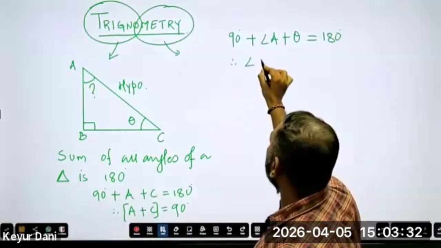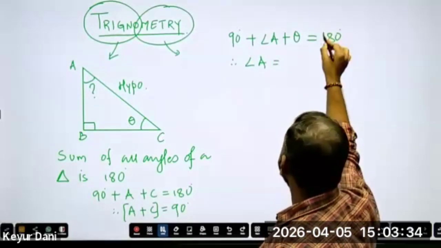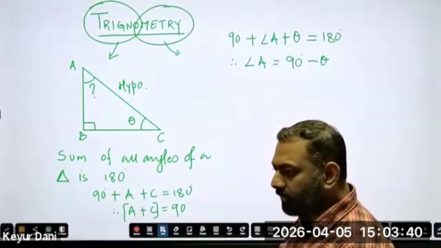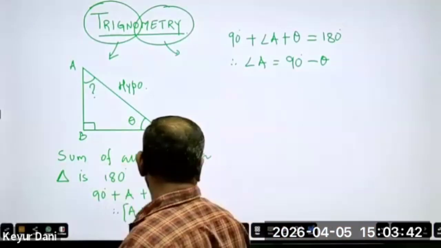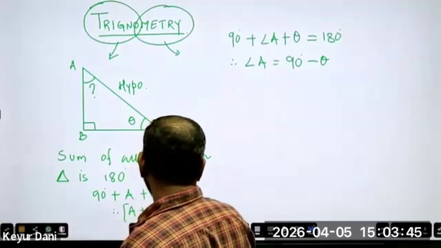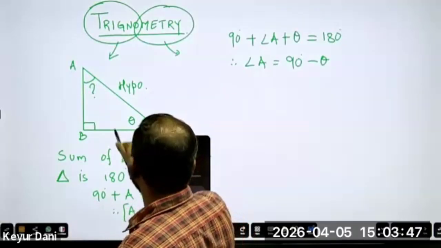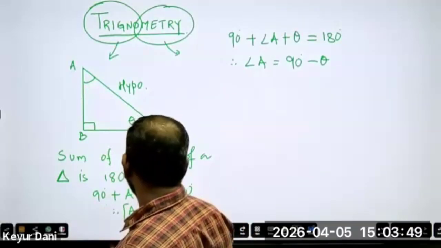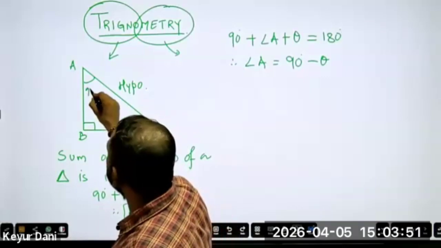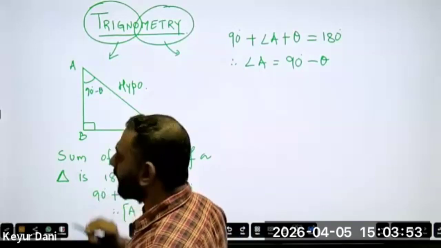So what will be angle A then? 180 minus 90 will give you 90, and theta will go on that side. So it will be 90 minus theta. Understood? Yes. One of the angles is theta, this angle. The other angle, this angle, will be, tell me how much? This will be 90 minus theta. Am I right? Yeah. Correct?